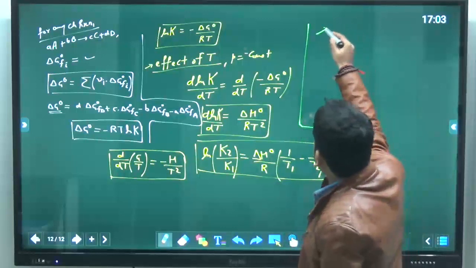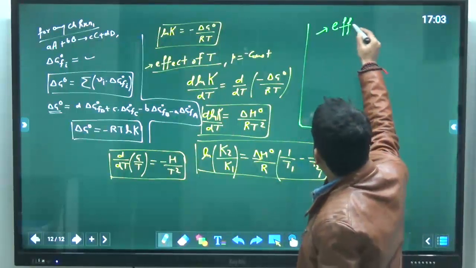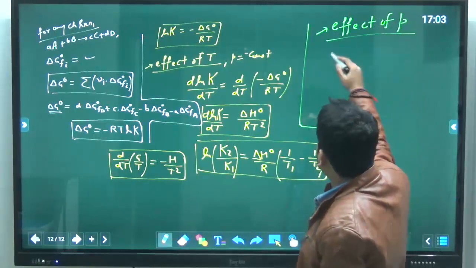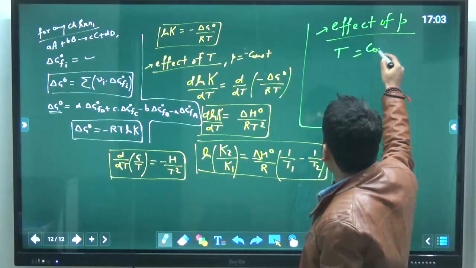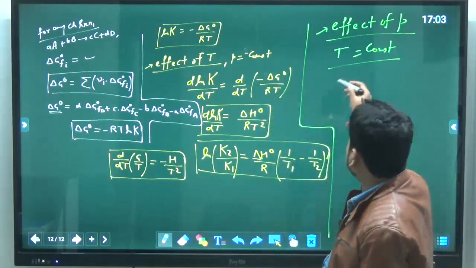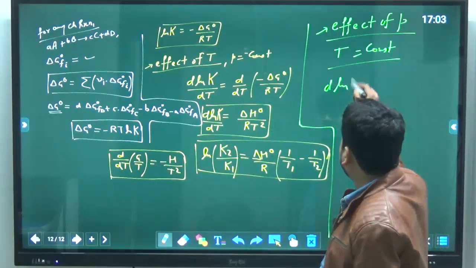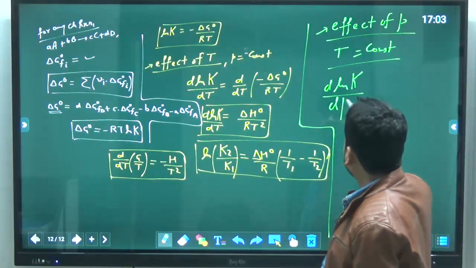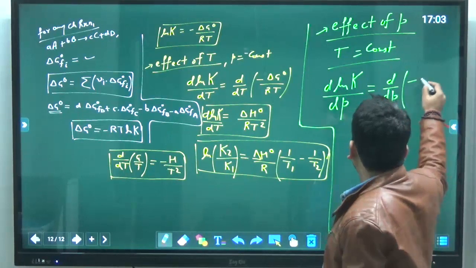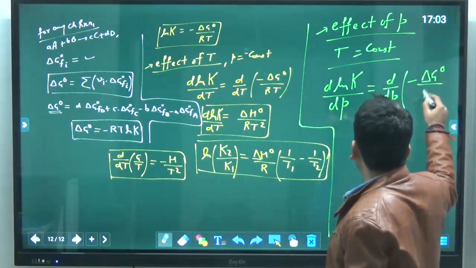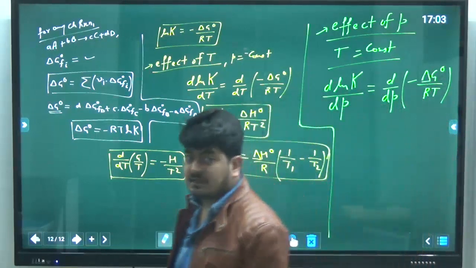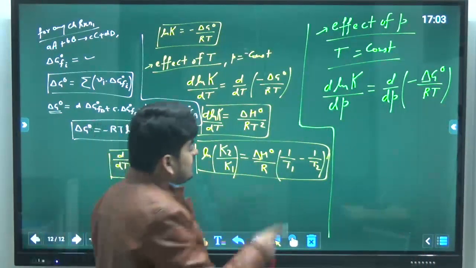Similarly here, if you want to do the effect of pressure, so I will keep all the parameters constant, including temperature, composition and concentration, etc. So here if you do, you will get d ln k over dp is equal to d by dp of minus delta G naught over RT. This is one very important thing regarding your interview as well as GATE exam that you should know.